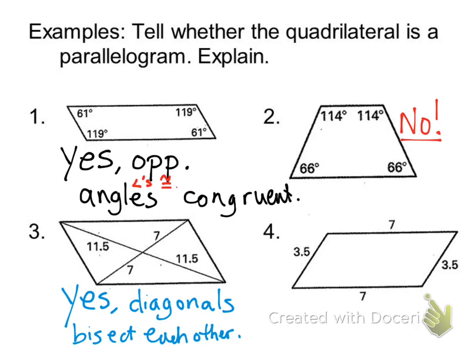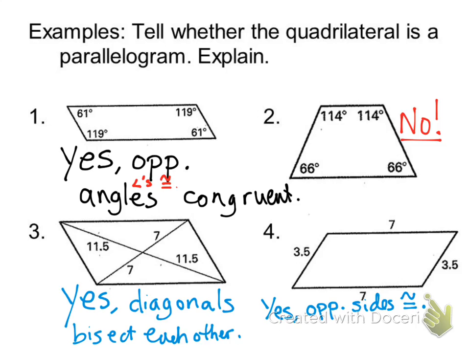And number 4, what do you guys think? I'm gonna also say yes. It is a yes. What's the reason? Because the sides are congruent. Good. The opposite sides, I'll shorten it for you, are congruent. All right. First of all, any questions?